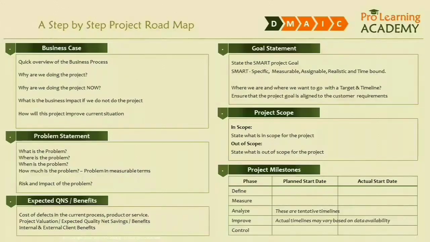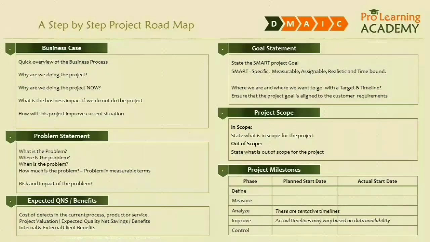You should be able to put different phases and stages and different time frames, and that's how the project milestones come into the picture. So let's say, when will you start your define phase and when will you end that? When will the measure phase start, and what are the tentative measure phase dates? So these timelines in the project milestones that you see are tentative timelines. Actual timelines may vary based on data availability.